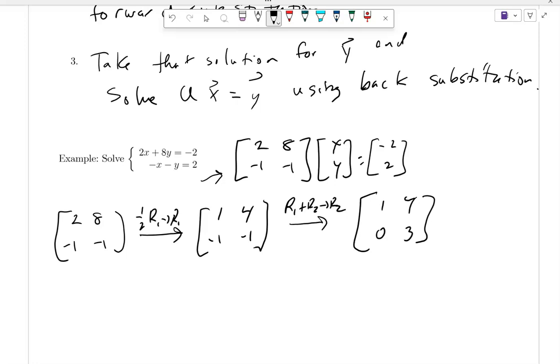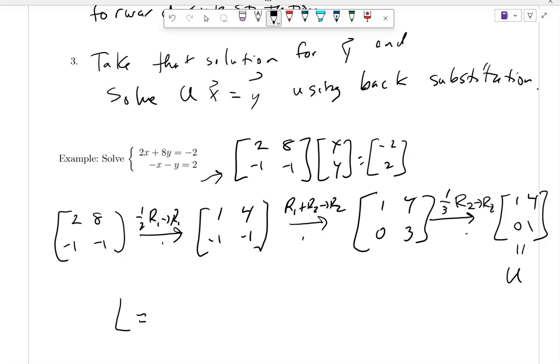And then again, if we want all 1s down the diagonal for our upper triangular, what will we do next? Good. Yep. All right. So 1, 4, 0, 1. This will be the U, the upper triangular matrix. Okay. How do we find the lower?